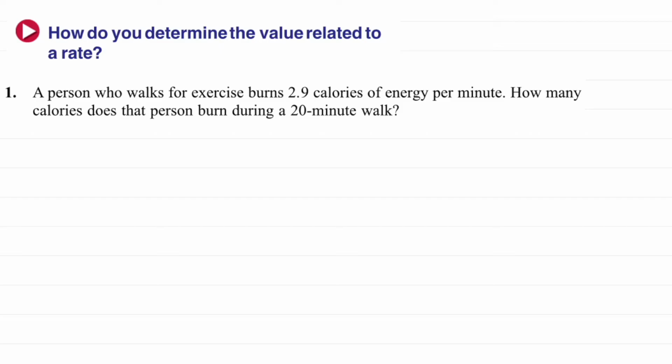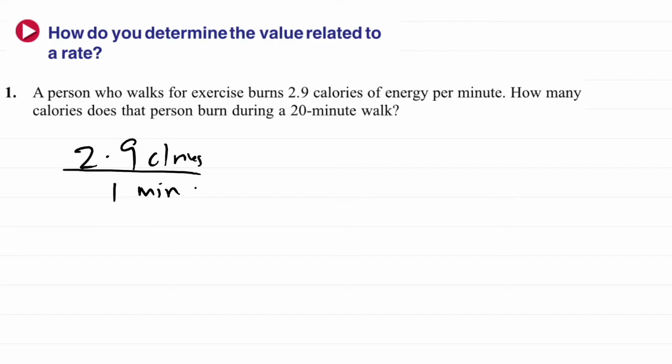Now, how do you determine the value related to a rate? Now we are moving to a rate. Okay, a person who walks for exercise burns 2.9 calories of energy per minute. How many calories does that person burn during a 20-minute walk? If you want to write it in terms of rate, you have 2.9 calories in 1 minute, right? Per minute.